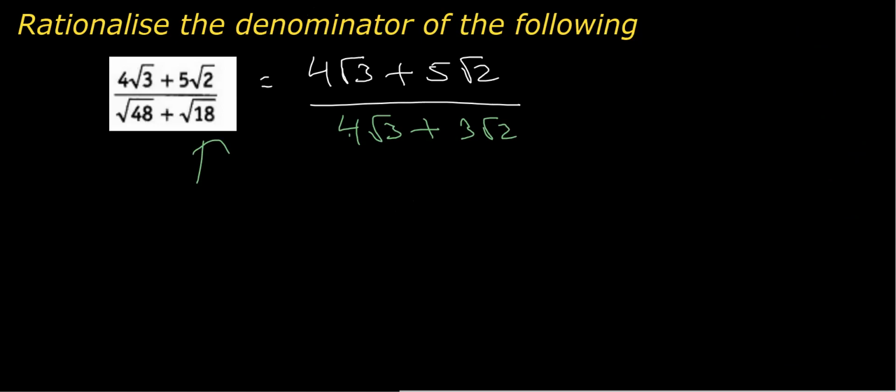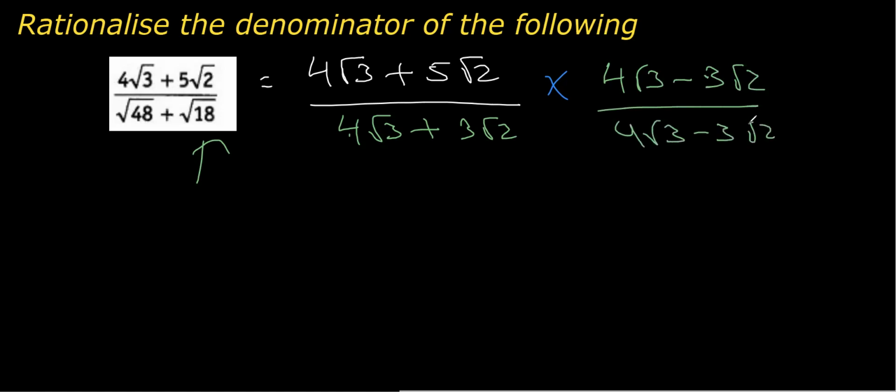Let's see what we will get if I rationalize the denominator. For rationalizing the denominator, we'll be multiplying and dividing, right? So with what number should we multiply and divide? Our denominator is in the form of a minus b, sorry, a plus b, so we'll be multiplying with a minus b. So it's going to be 4 root 3 minus 3 root 2.